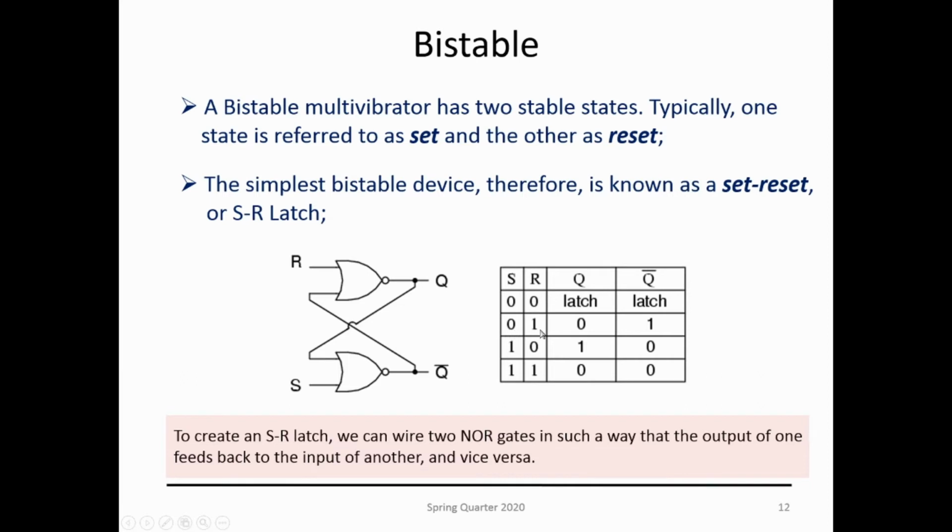But if you have a 0 and 1, your Q, your output, is 0. If you have a 1 and a 0, your output is 1. And if you have both 1s, you get a 0. You always have this Q and Q naught. Q naught is going to be the opposite of Q all the time.